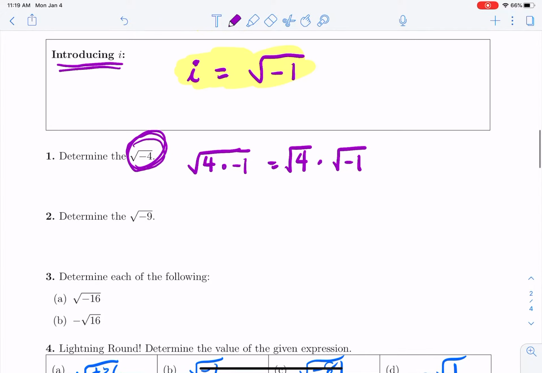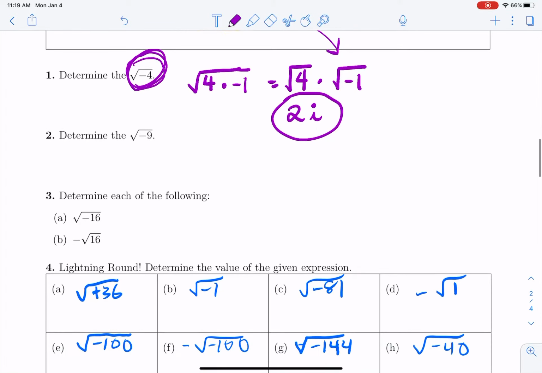And now what you should notice is that I've rewritten my expression so that I have square root of -1 all by itself. Square root of 4 I can simplify to 2. Square root of -1 is i. So this is my solution.